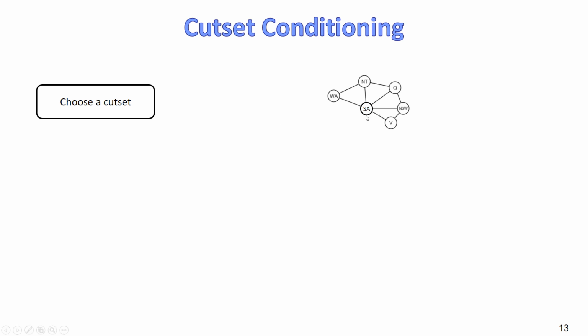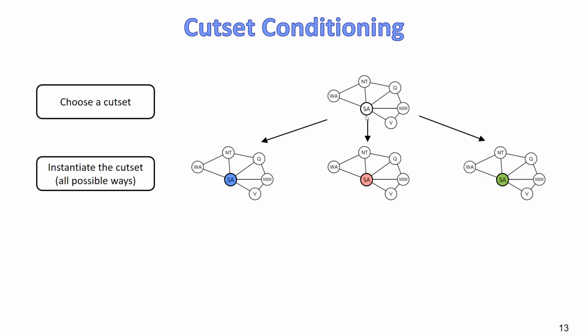So in this case, we will assign a value to SA. But which value should we assign to SA? We don't know in advance, right? So we'll have to try one by one. So we'll instantiate the cut set in all possible ways. Let's say that we have three possible values, blue, red, and green. So we'll try blue first. Okay, we'll not try all of them at the same time, of course. We'll try one by one. Let's say that we'll try blue for SA.